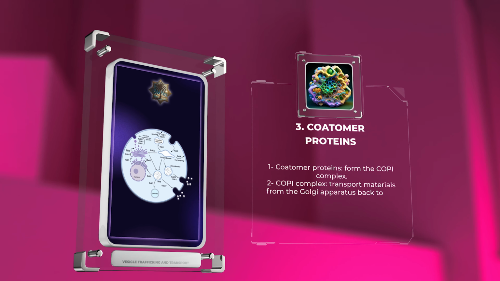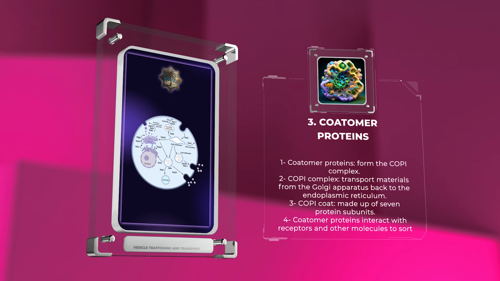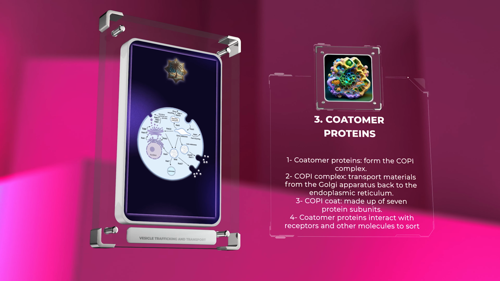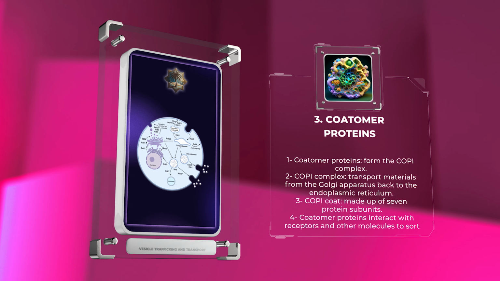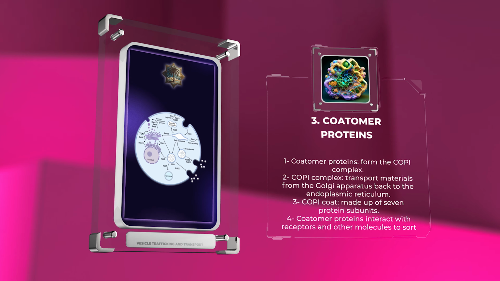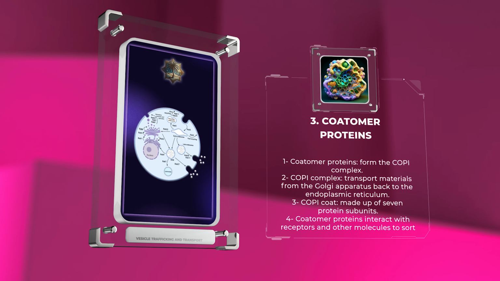Coatomer proteins, or COPs, are a group of proteins that form the COPI complex. This complex helps transport materials from the Golgi apparatus back to the endoplasmic reticulum. The COPI coat is made up of 7 protein subunits, each with specific roles in vesicle formation and cargo recognition. Coatomer proteins interact with receptors and other molecules to sort and package cargo for retrograde transport.